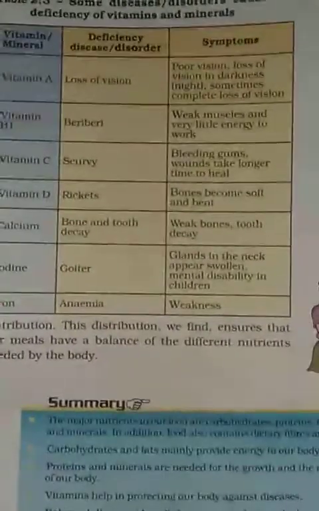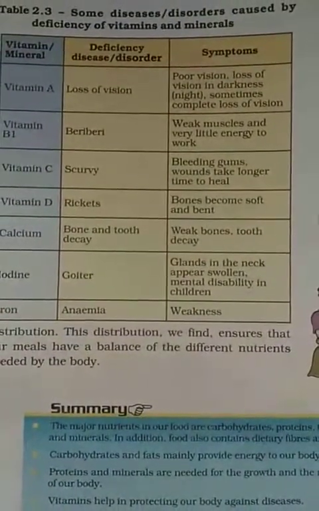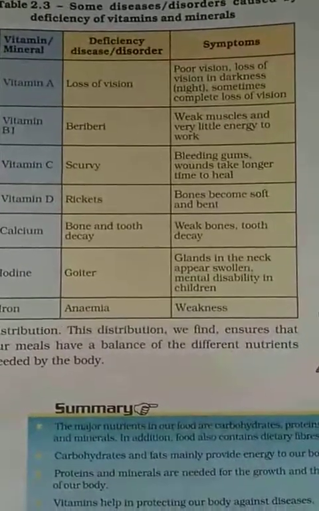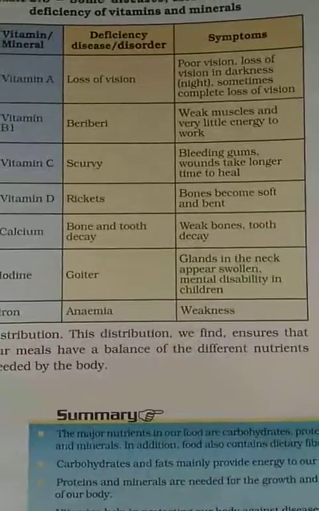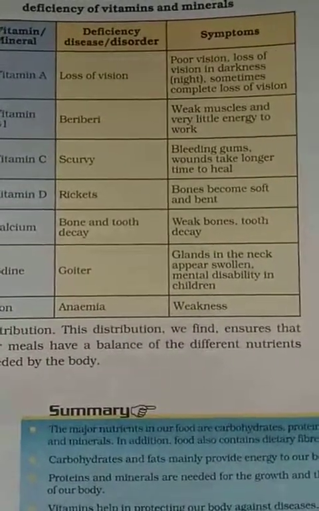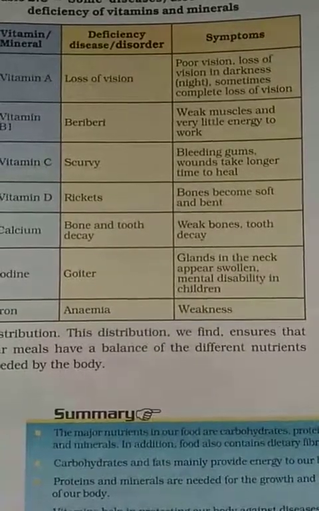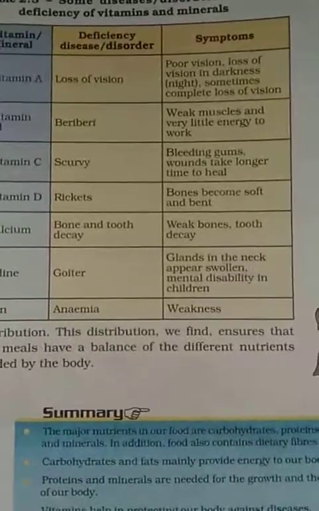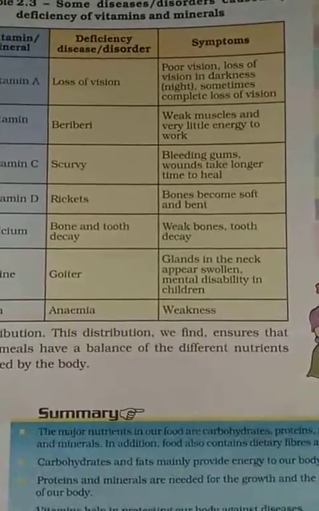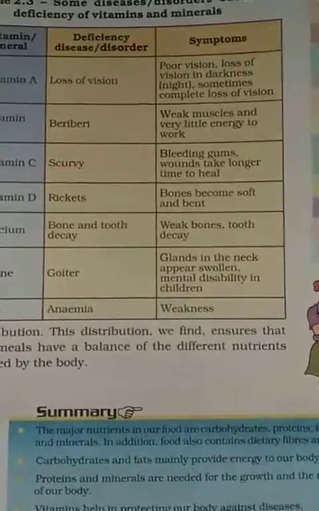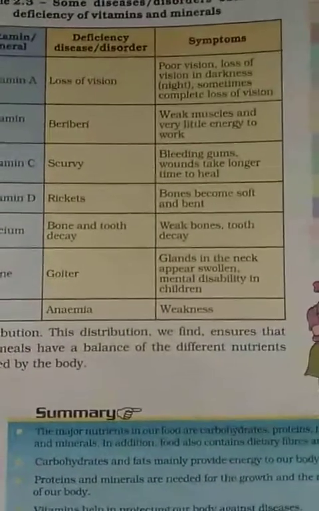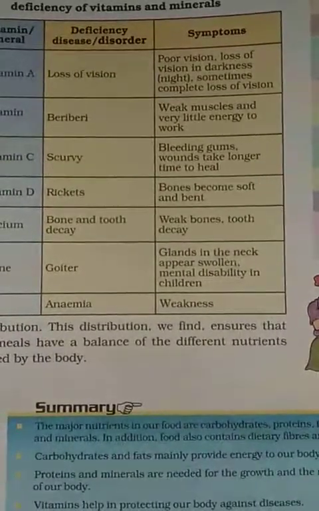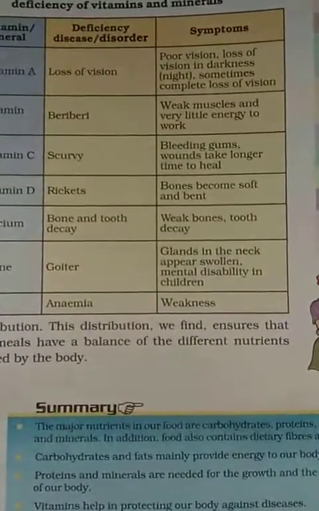Vitamin C, scurvy. Scurvy symptoms are bleeding gums. A wound takes a longer time to heal. If we have any wound, it will take a long time to heal if our body lacks vitamin C. Vitamin D, that is rickets. Rickets is also the name of a disease. Bones become soft and bend. If vitamin D is lacking, our bones become weak or soft and they will bend.